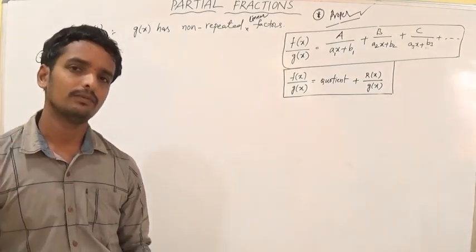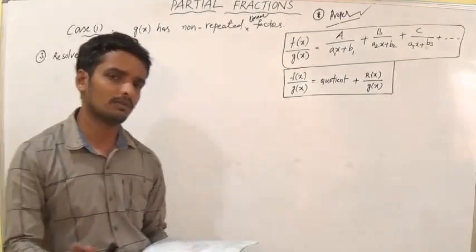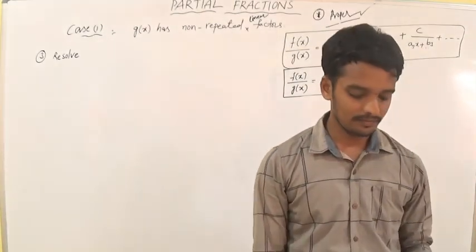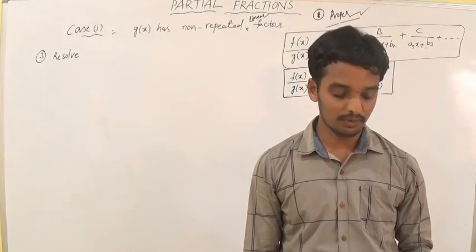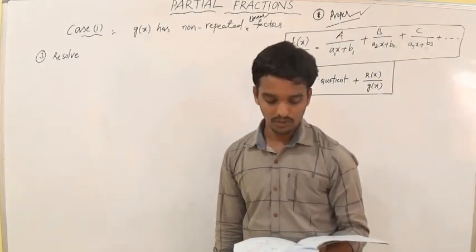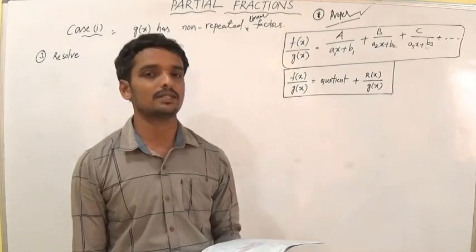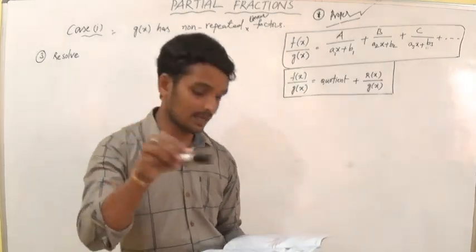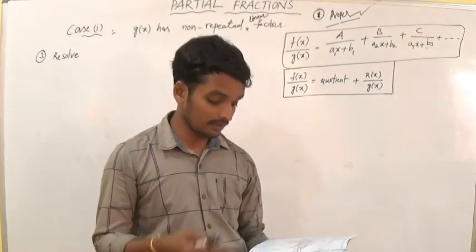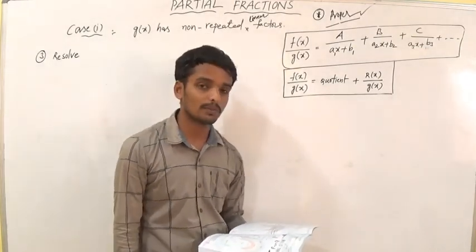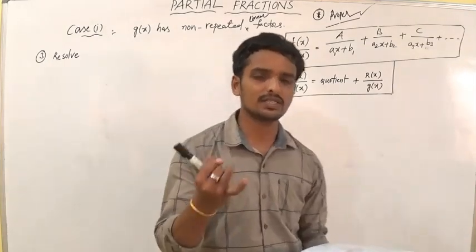You can do it, I won't explain that problem. You can do the sixth problem also, the same way. The sixth problem is the first method: 1 by 1 minus 2x into 1 plus 3x. So you can write the partial fractions of this problem. They have written a by 1 minus 2x plus b by 1 plus 3x. You can solve by the first and second method.